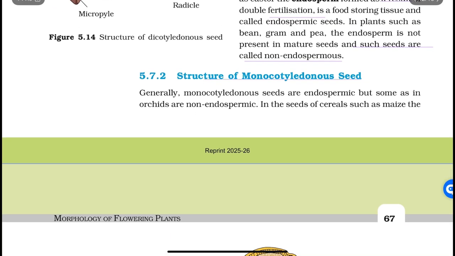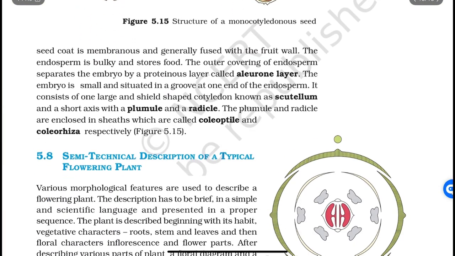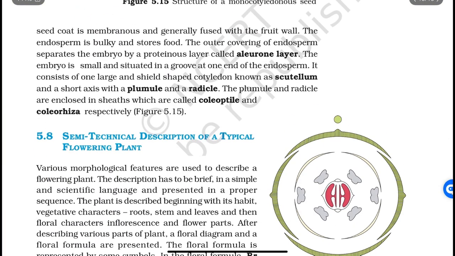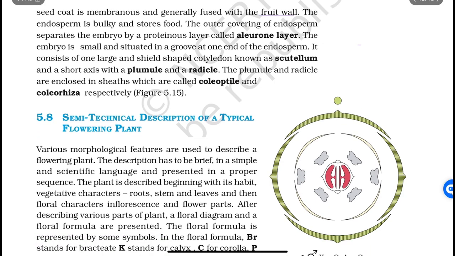Structure of monocotyledon seeds. Generally, monocotyledonous seeds are endospermic, but some, as in orchids, are non-endospermic. In the seeds of cereals such as maize, the seed coat is membranous and generally fused with the fruit wall. The endosperm is bulky and stores food.